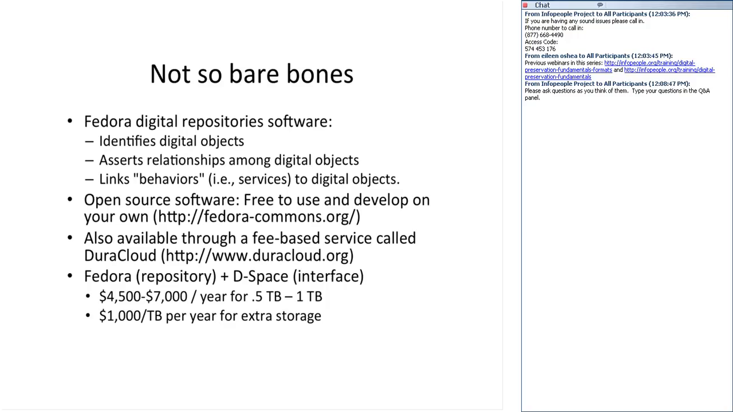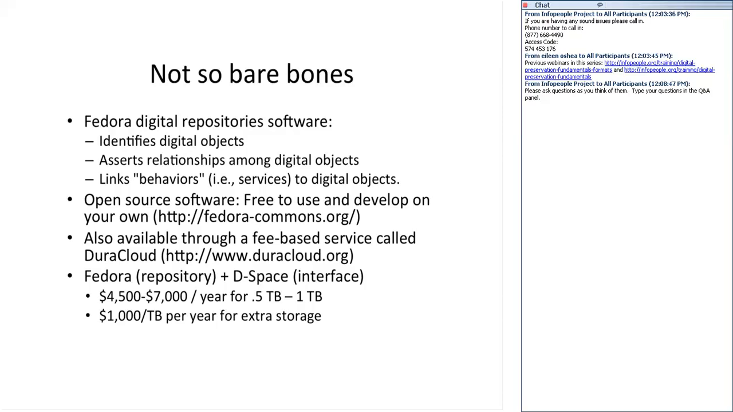Fedora is a digital repository software, so it performs the back-end functions of taking in, managing, and returning data. And it does a couple of very important things. One is that it identifies discrete digital objects. So a particular digital object, this digital book, that digital photograph, this digital movie, have an independent, identifiable place in the system. The second important thing it does is that it asserts relationships amongst digital objects. And we'll look at this in a little more detail in a second, but it essentially lets you say that something is a part of something else, or that it has a certain relationship to another object.